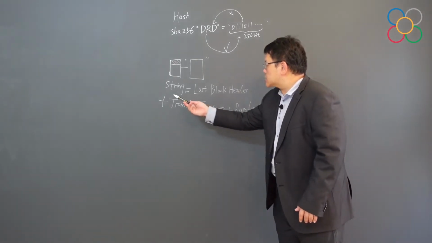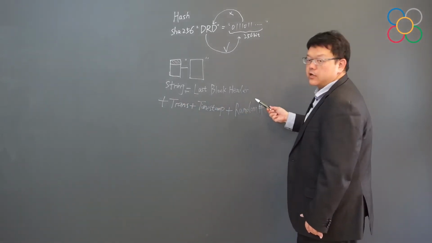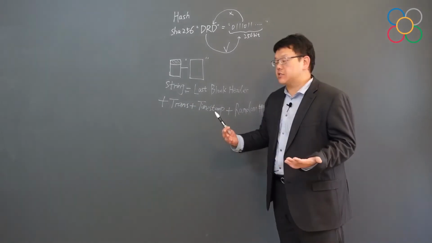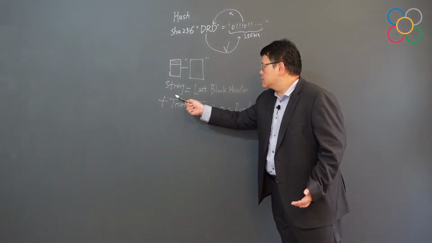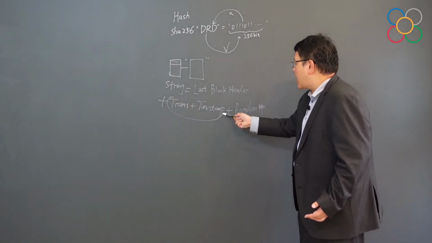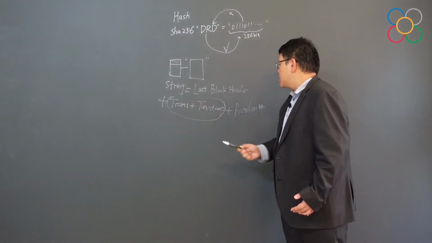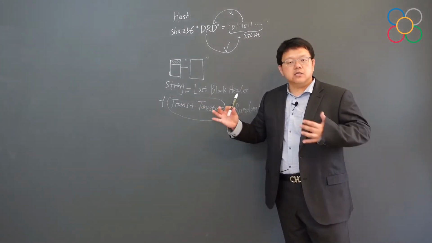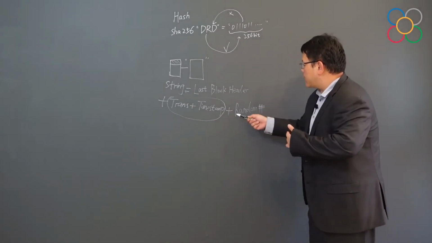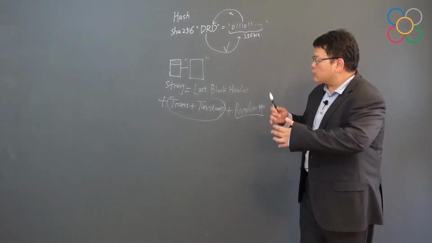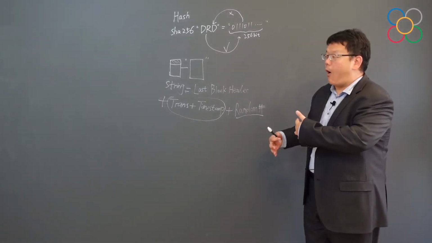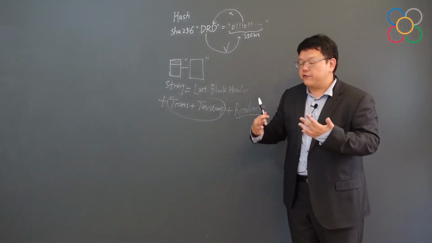In this string, the last block header is fixed, so it's the same for every miner. But for each miner, the transactions and timestamp are different. So in this case, some miners will calculate the random number easily. I'll talk about this later, about why Bitcoin mining has a luck factor.